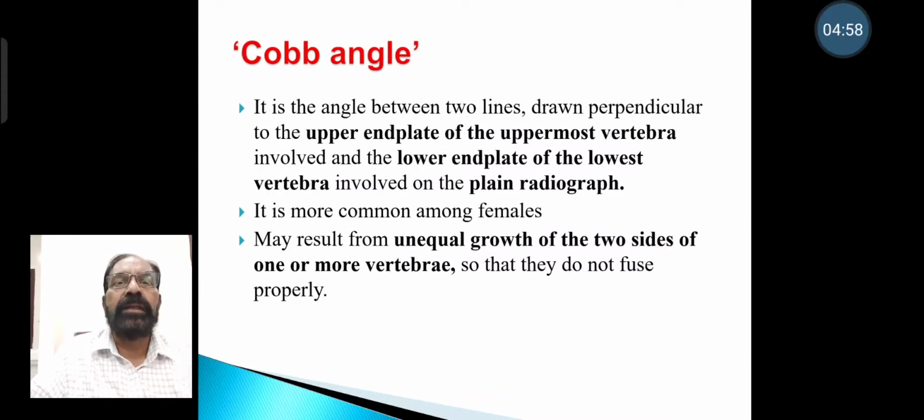Cobb's angle. It is the angle between two lines drawn perpendicular to the upper end plate of the uppermost vertebra involved and the lower end plate of the lowest vertebra involved on a plain radiograph. It is more common among the females. May result from unequal growth of two sides of one or more vertebrae so that they do not fuse properly.